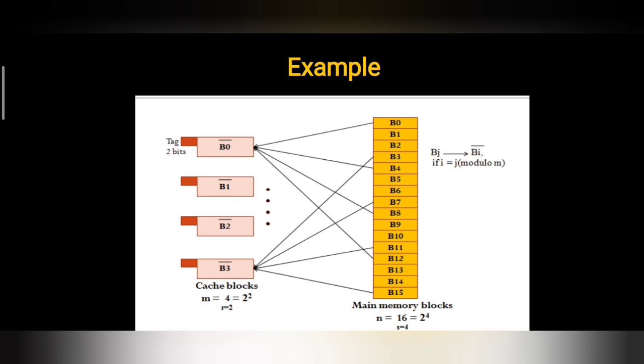Now this mapping is basically done when there is a cache miss.